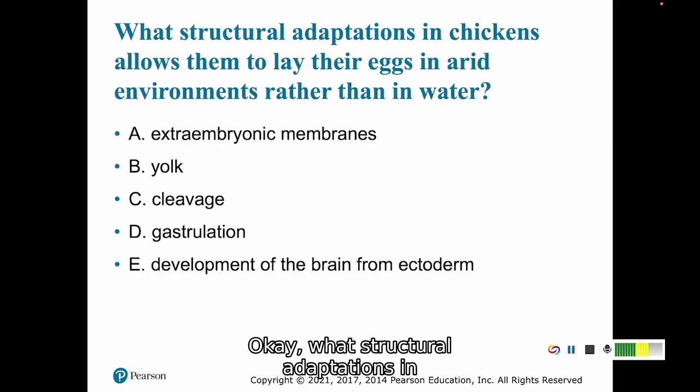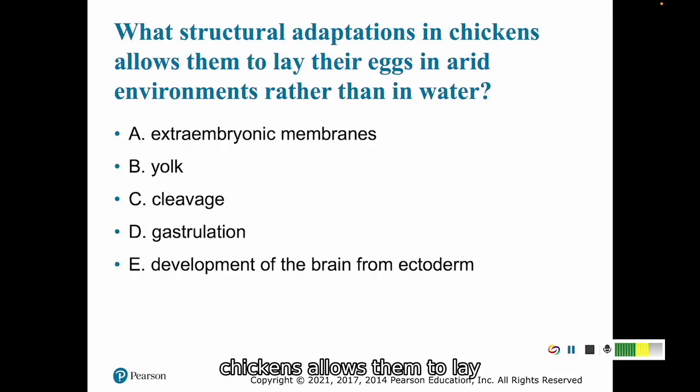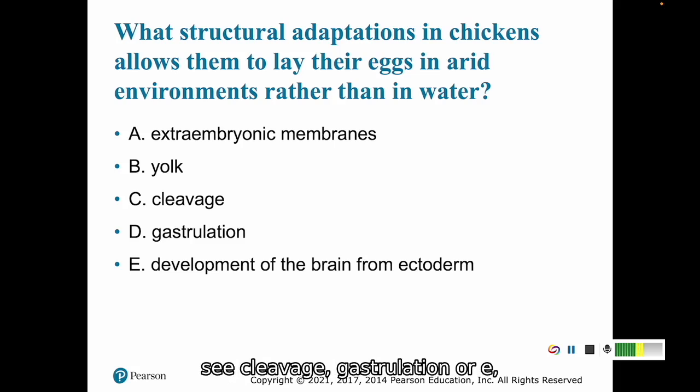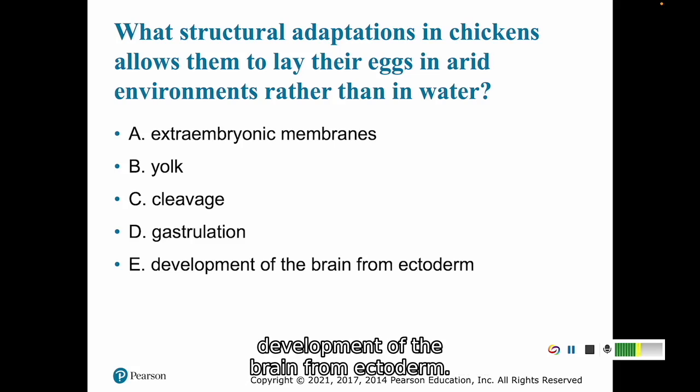Okay, what structural adaptations in chickens allows them to lay their eggs in arid environments, that's dry environments, rather than in water? A, extraembryonic membranes. B, yolk. C, cleavage. D, gastrulation. Or E, development of the brain from ectoderm.